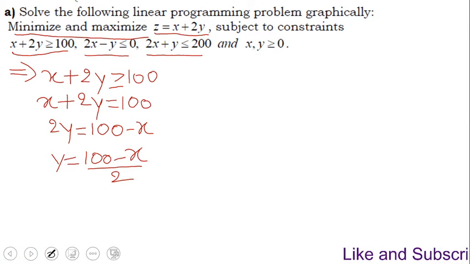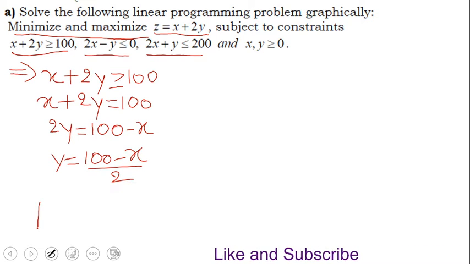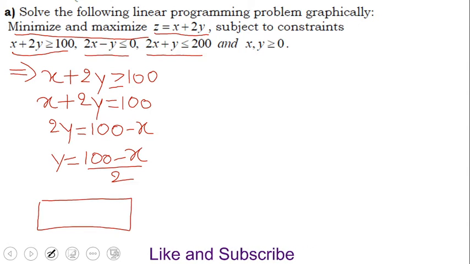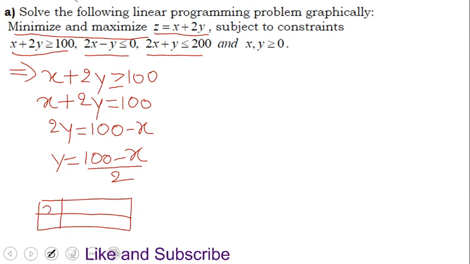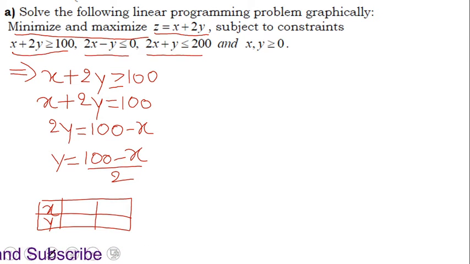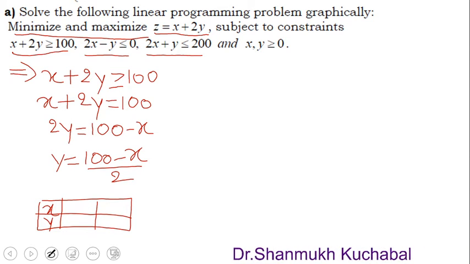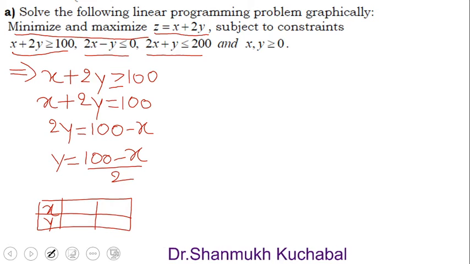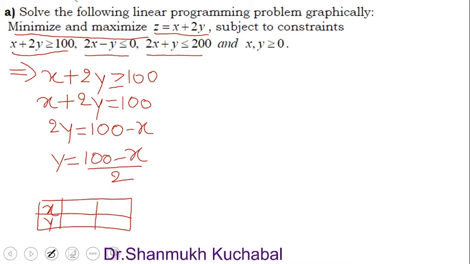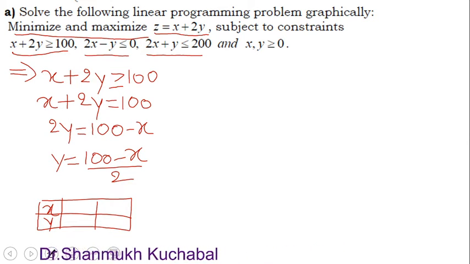Now we will calculate any two values of x and y. We'll take a tabular column in this way, and find sharp values. Don't take x equal to 2, because it will become 98 by 2 and representation will be difficult. I told you that you have to take x equal to 0, x equal to 10, x equal to 20, like that, sharp values we have to consider.